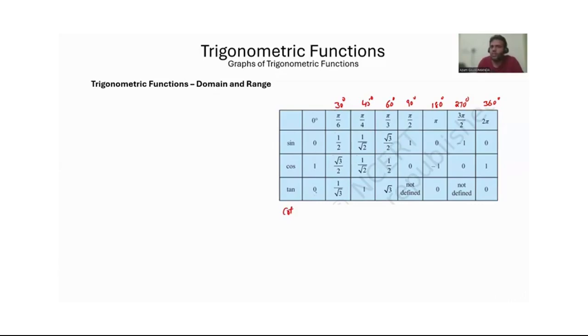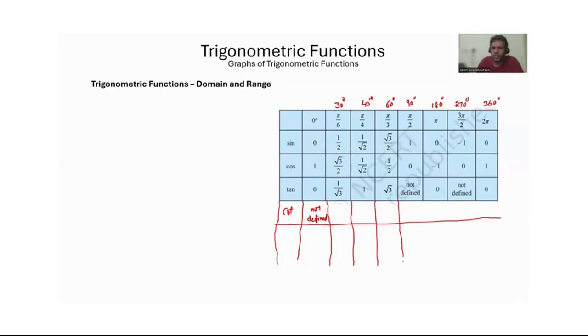so cot is what? The reciprocal of tan. 1 by tan means it's not defined. It's infinity or not defined, right? It is not defined. I'm just trying to extend this table, guys, for the remaining three trigonometric ratios.